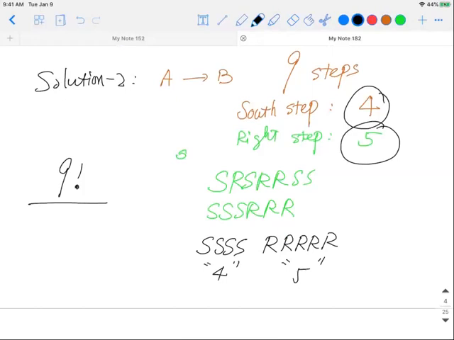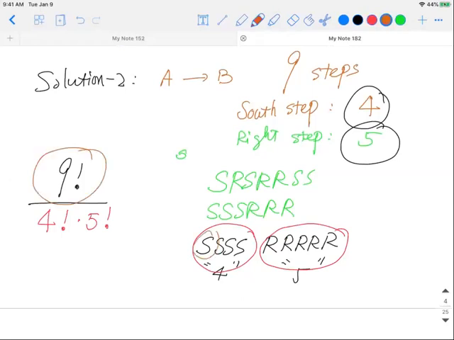But think about it. All the S's are actually the same, and all the R's are actually the same. So therefore, I have to divide by 4 factorial and 5 factorial in the denominator. Is that right? Because at the very beginning, when I do the 9 factorial, it means what? I assume every single element is different, right? S1, S2, S3, S4, R1 all the way to R5. So therefore, that's going to give me 9 factorial in the numerator.